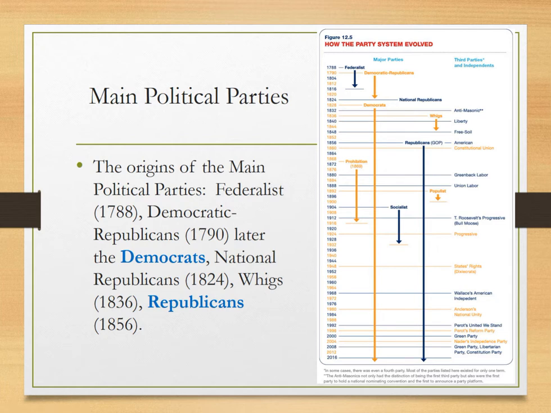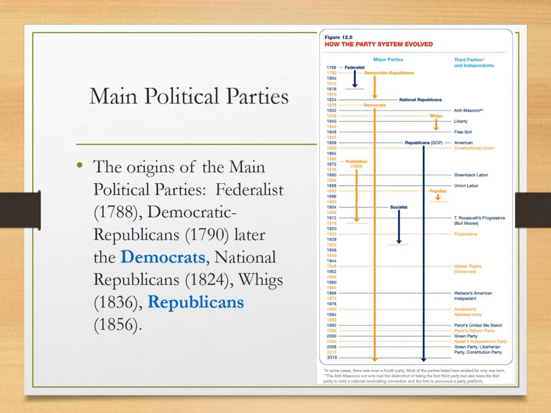The Liberty Party in 1840, the Free Soil Party in 1848, the American Party in 1856, the Constitutional Union Party in 1860, the Greenback Party in 1880, the Union Party in 1888, Teddy Roosevelt's Progressive Party, also known as the Bull Moose Party, in 1912, the Progressive Party in 1924, the States' Rights Party, also known as the Dixiecrats, in 1848. A lot of reading here.